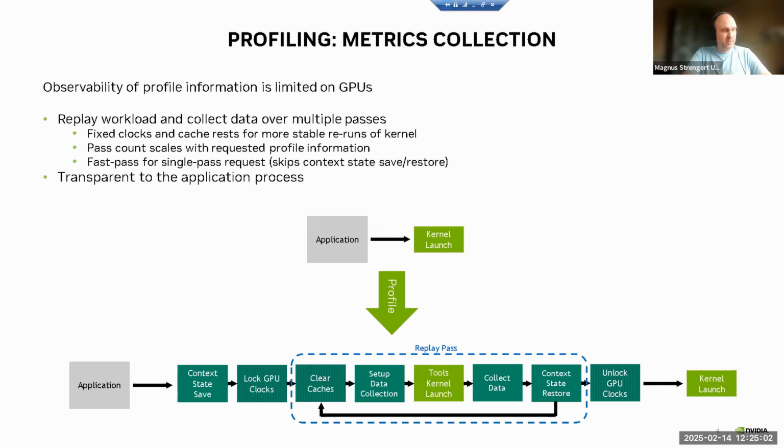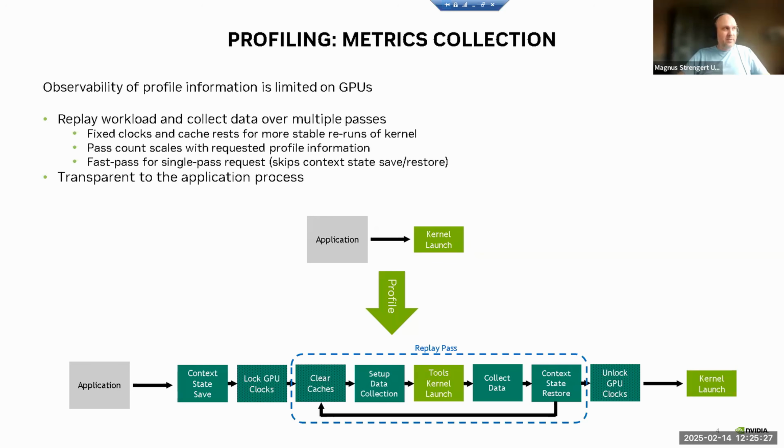You can collect metrics on multiple passes to make them more consistent, or you can oversample passes. But initially, the system exists so that we can collect a lot more information and a lot more data. And if we look at the states that we have to go through, the first thing we have to do is save off the current state of the GPU.